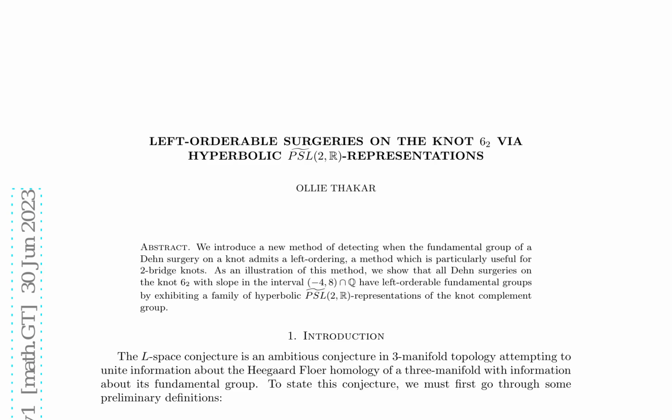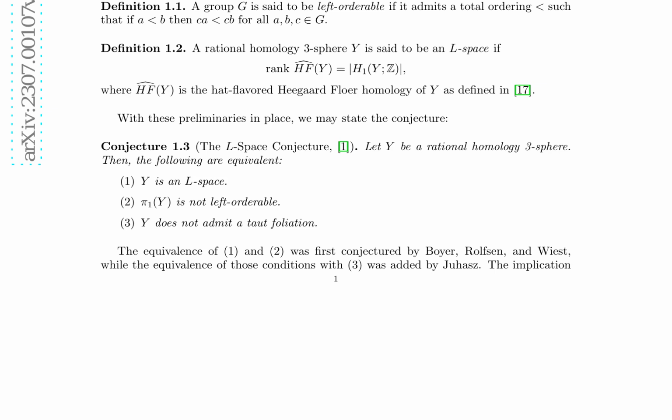The research focuses on the L-space conjecture in three-manifold topology, particularly on Dehn surgeries of knots. It introduces a new method to detect when the fundamental group of a Dehn surgery admits a left-ordering, especially useful for two-bridge knots. The method involves exhibiting a family of hyperbolic, tilde-wide PSL(2,R), representations of the knot complement group.